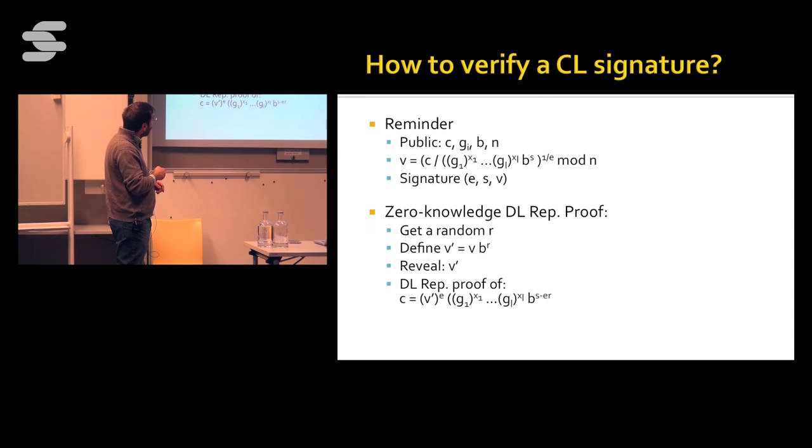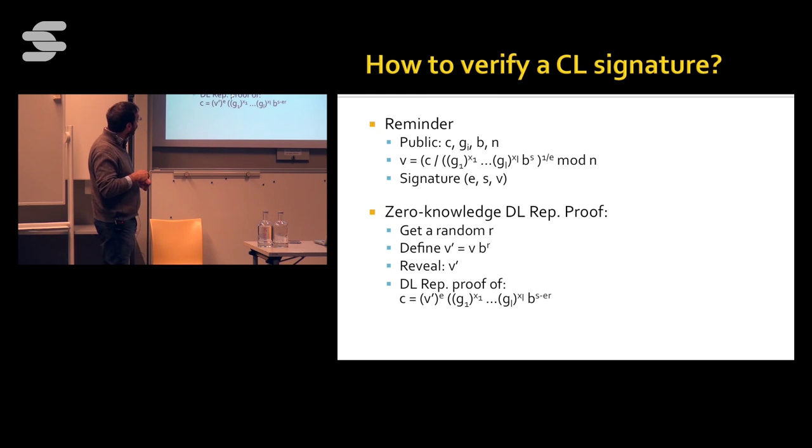So first I come up with a random R, just a random value, and I calculate a V prime, which is a variant of V, as V times B to the R. Now, what's going to happen when I do that? We'll see that in a little second. And then I reveal this V prime. Because R is totally random, this V prime is totally unlinkable with the original V. So when you see V prime, you cannot link it to V unless you know R, but we're not going to reveal R to you. So these are unlinkable. I haven't violated my property yet.